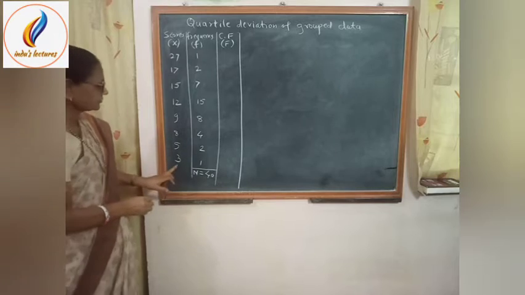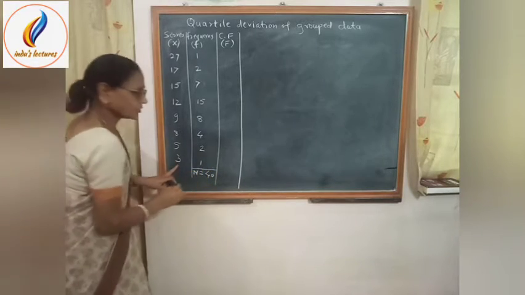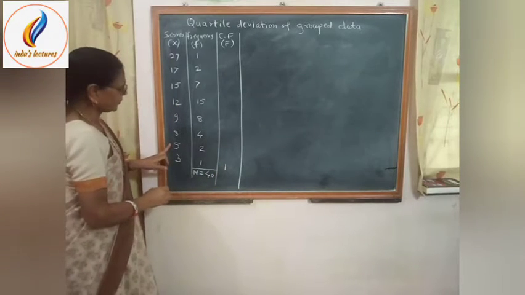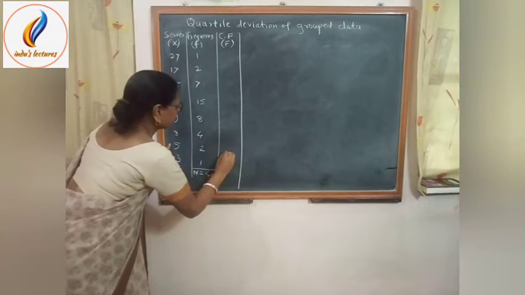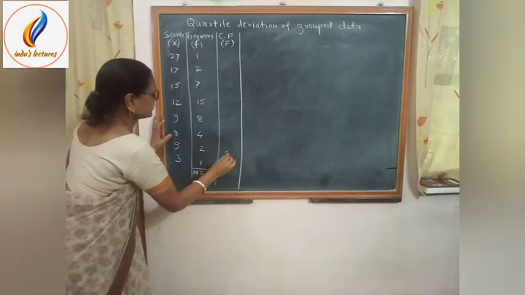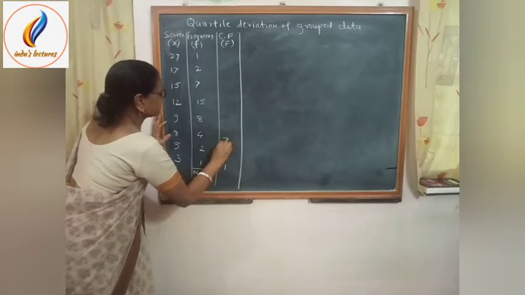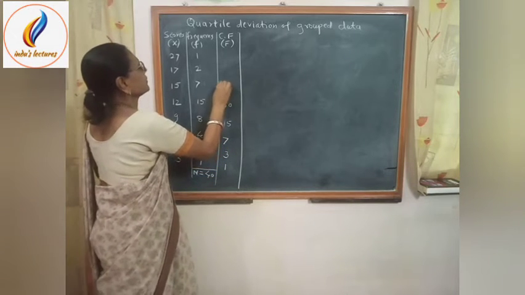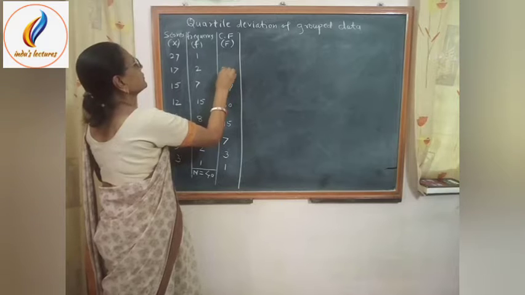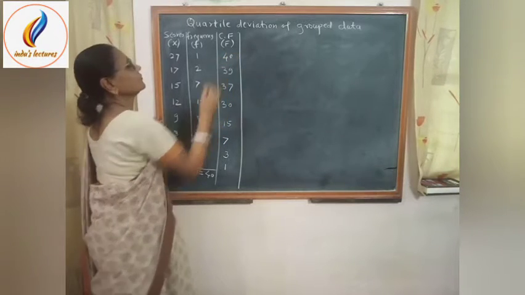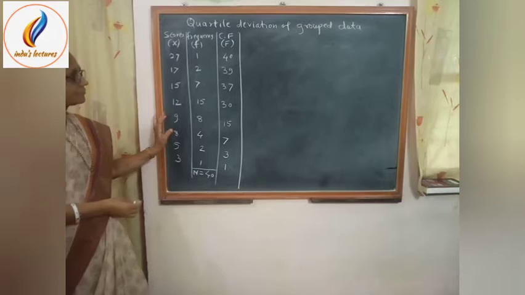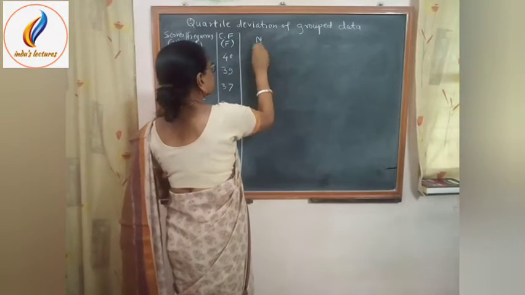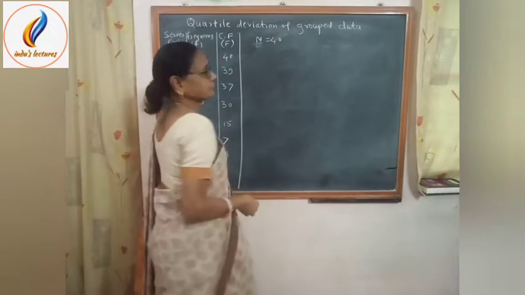Now start from the score 3. So the cumulative frequency of 3 is 1. The cumulative frequency of 5 is 3. Then next 7, 15, 30, 37, 39 and 40. Now N is equal to 40.